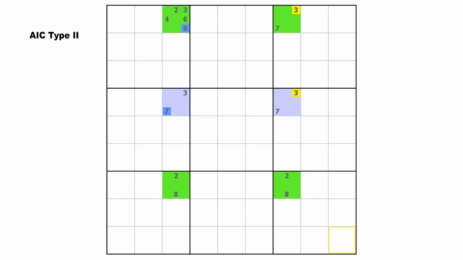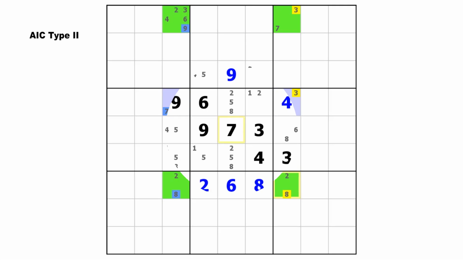But because an AIC Type II has to begin and end with different digit candidates, it's never going to be the case where the 8 is the start digit and the 8 is the end digit, because that would be an AIC Type I, and it would also be a continuous loop, which we will be covering very soon in tutorials number 39 and number 40. Okay, let's take a look at some real examples and some real puzzles.